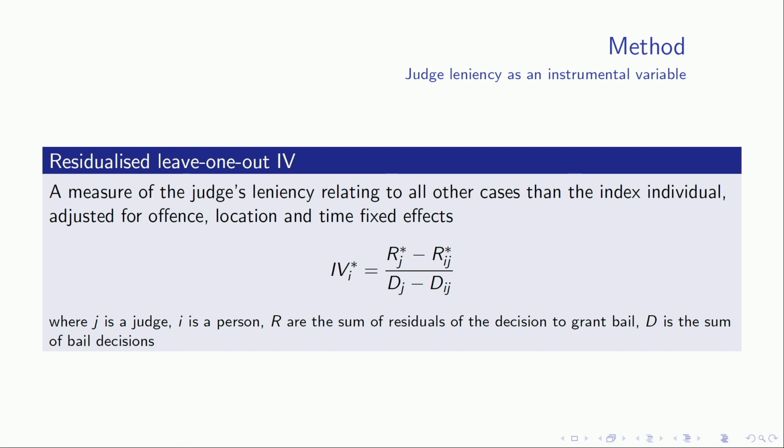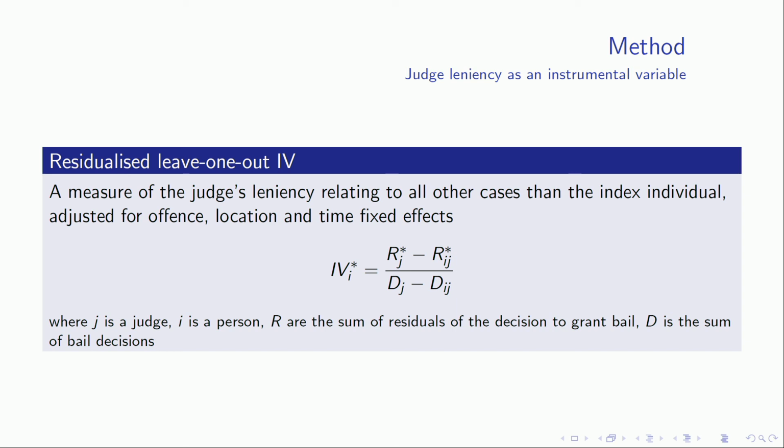The problem is when you're trying to use that to predict a particular person's likelihood of being released, that particular person is included in that proportion you've just calculated. So you need to employ something called a leave-one-out method and remove all the release decisions and all the cases related to that person. What you'll get is a proportion for that judge of how lenient they were in relation to all other cases except for that person.